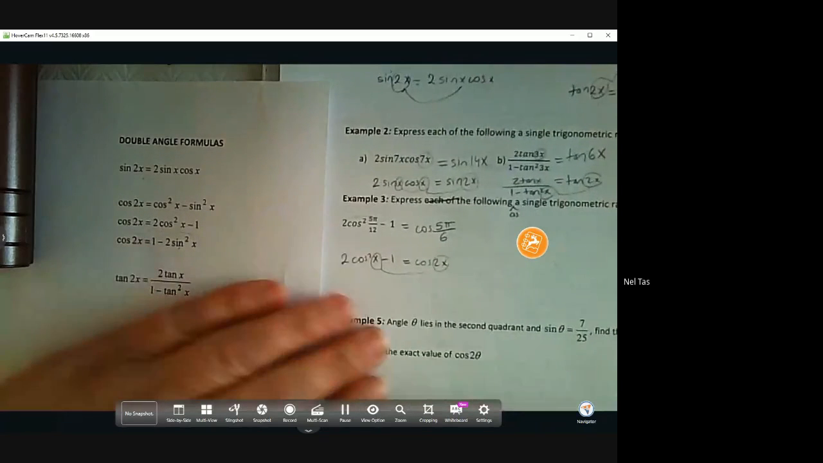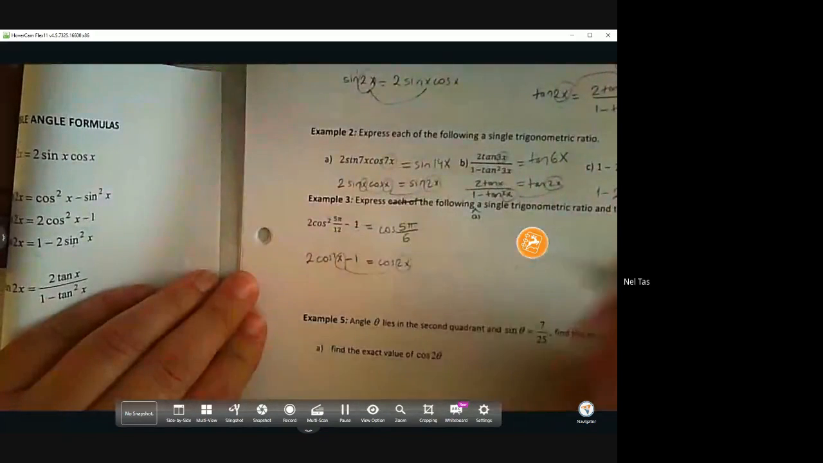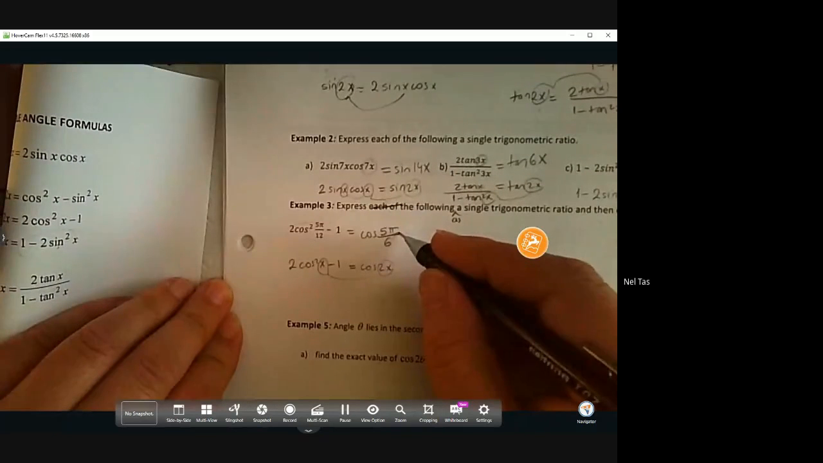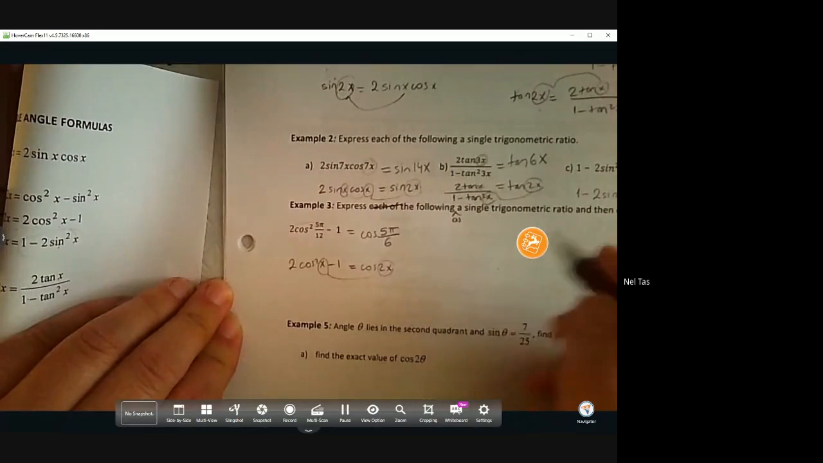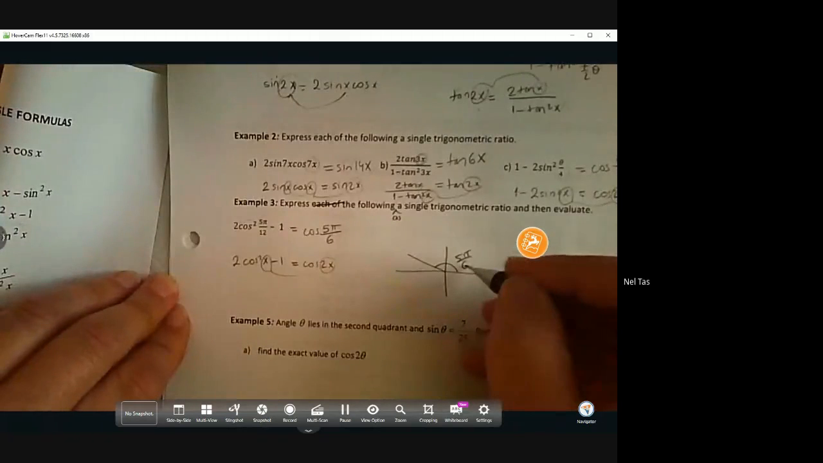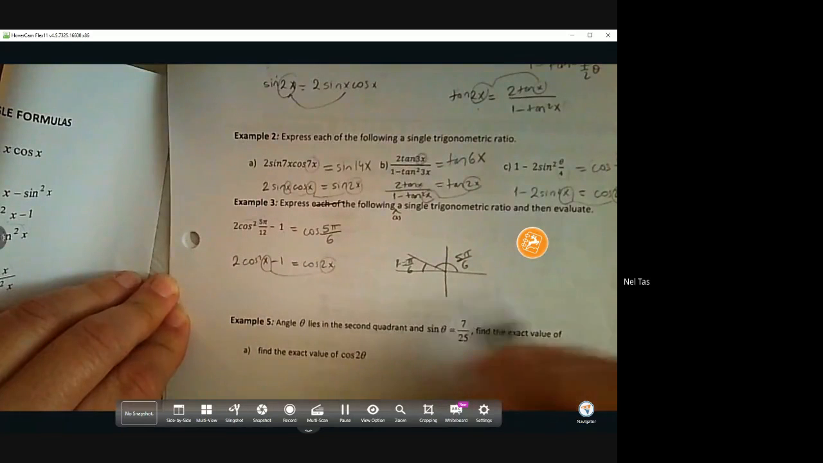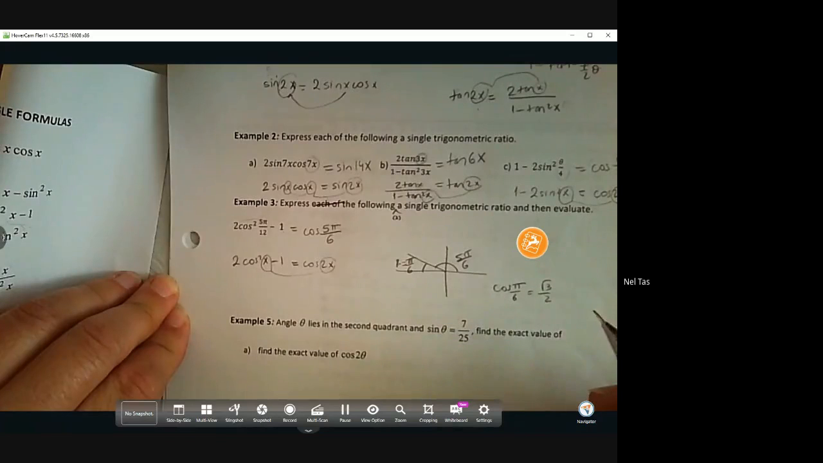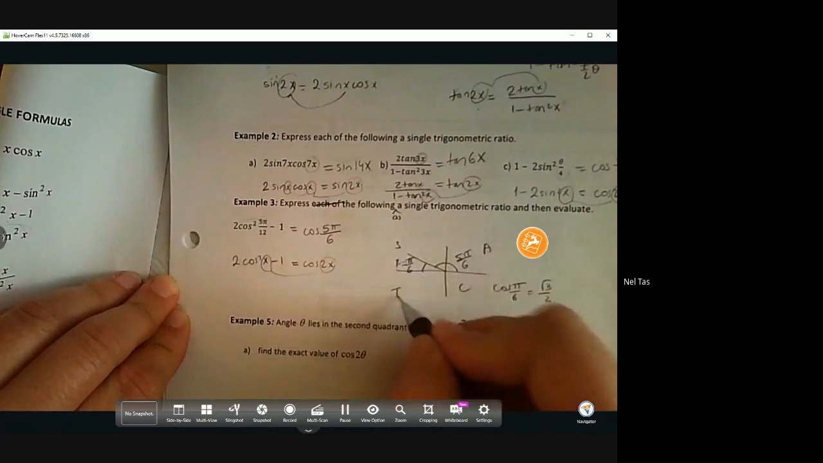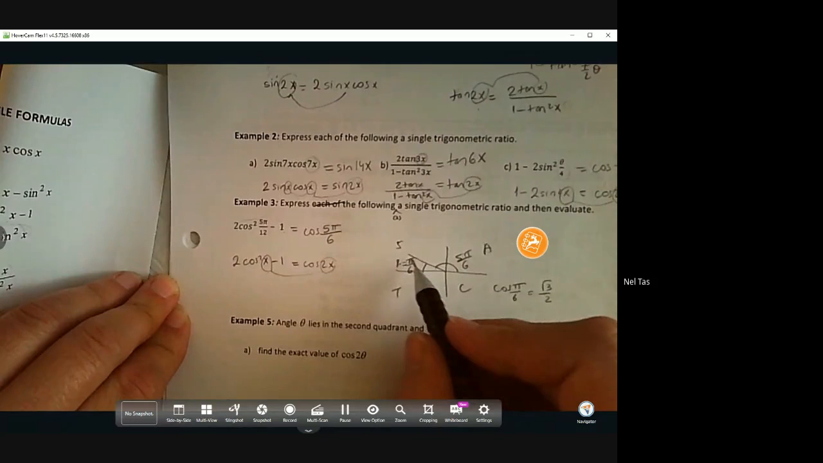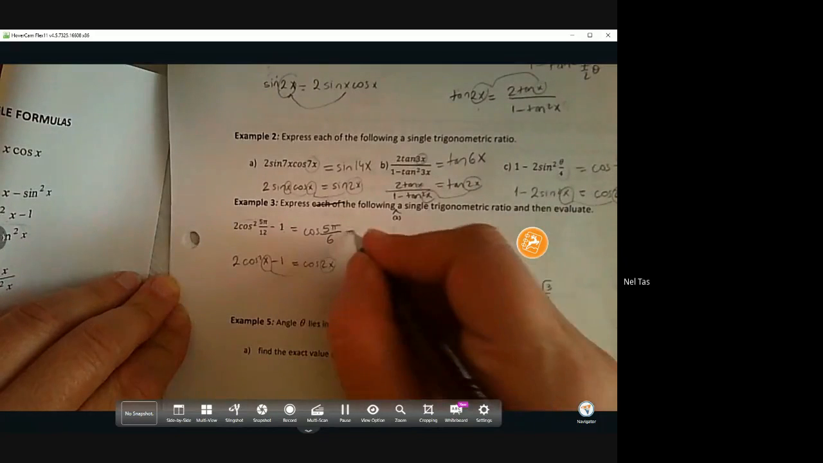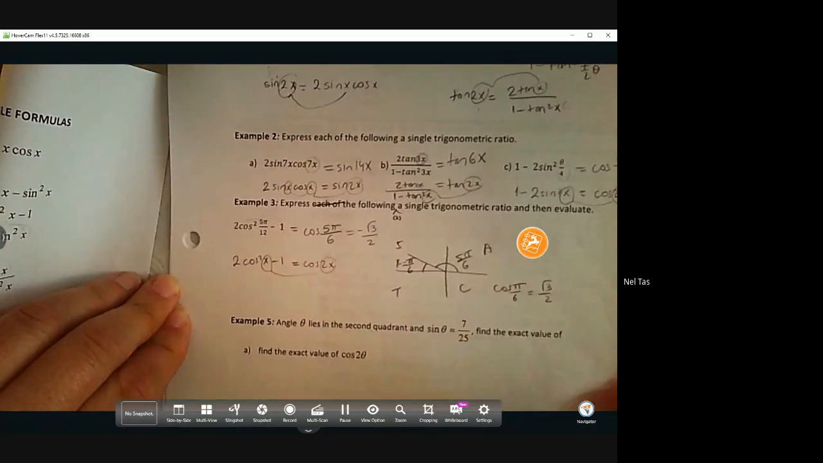And of course, you can find the value of cos 5 pi over 6. The related acute angle for this is pi over 6. If you sketch this angle, this is what you get, 5 pi over 6. Then beta is pi over 6. So cosine pi over 6 is root 3 over 2. But 5 pi over 6 is in the second quadrant, and in the second quadrant, cosine is negative. So you have negative root 3 over 2.